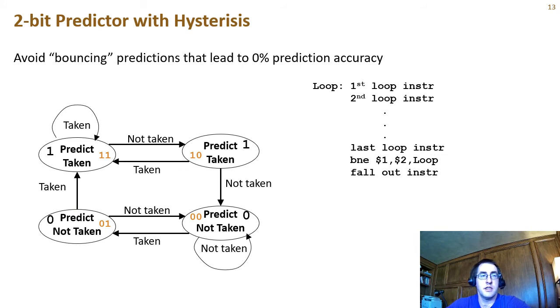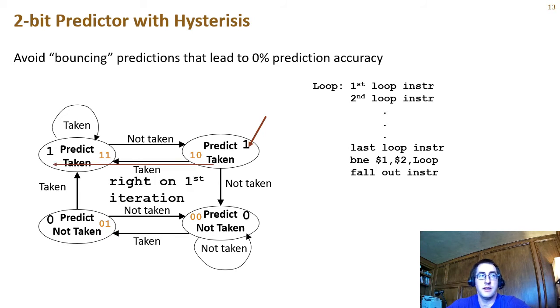A simple solution to this is what's called a 2-bit predictor with hysteresis. So the idea here is not to use that saturating counter flow, but instead to skip from weakly not taken to strongly taken, or from weakly taken to strongly not taken. So you no longer transition from one weak state to another weak state. So the idea here is that we'll be in this predict taken state after the loop executed.